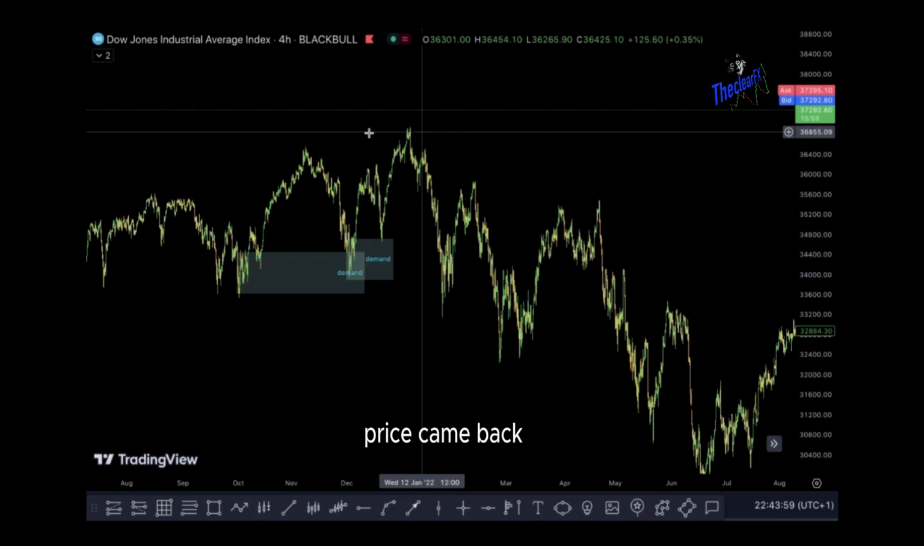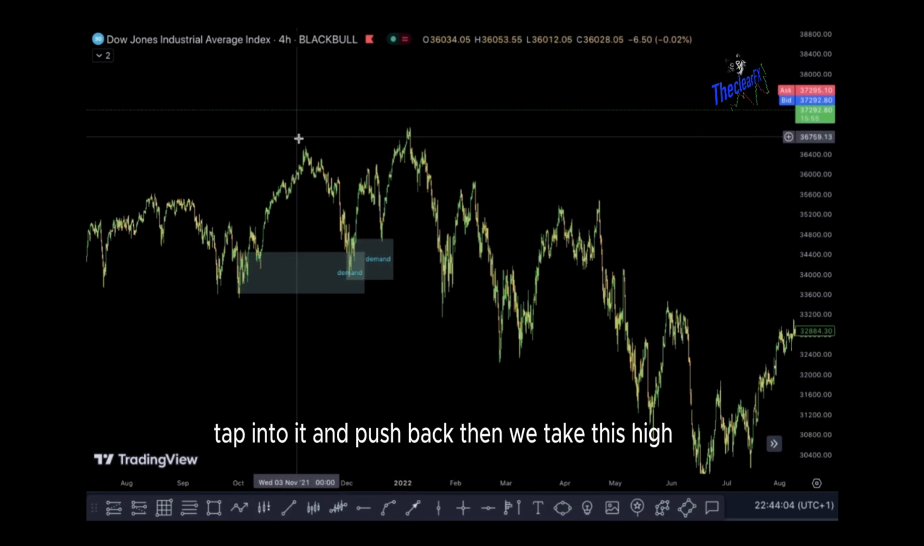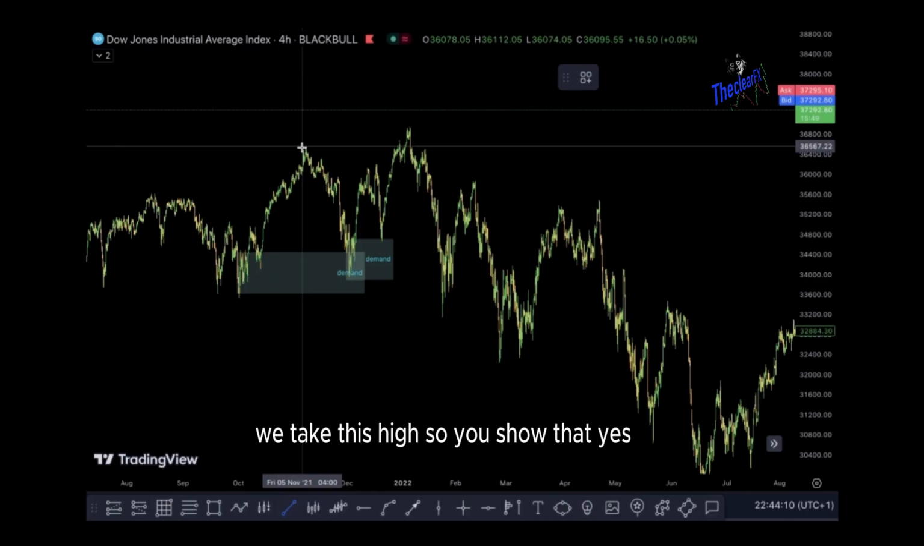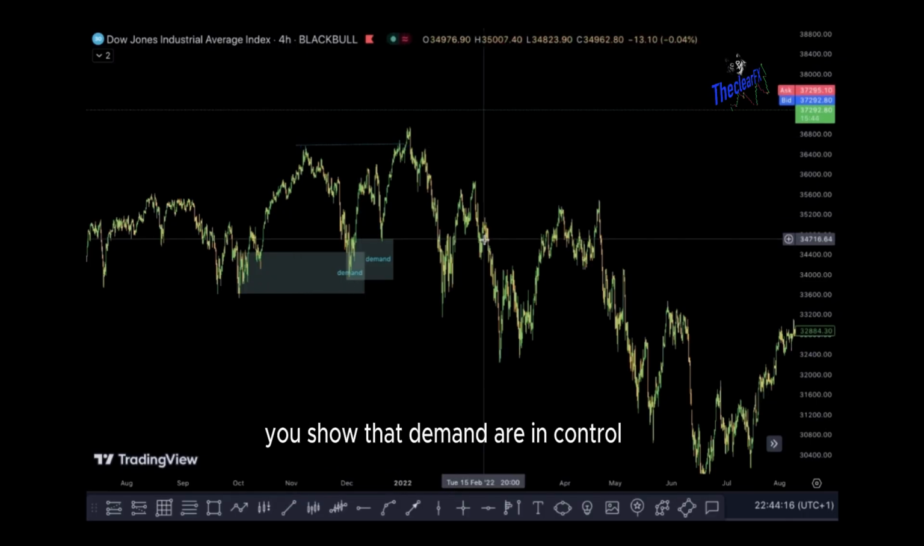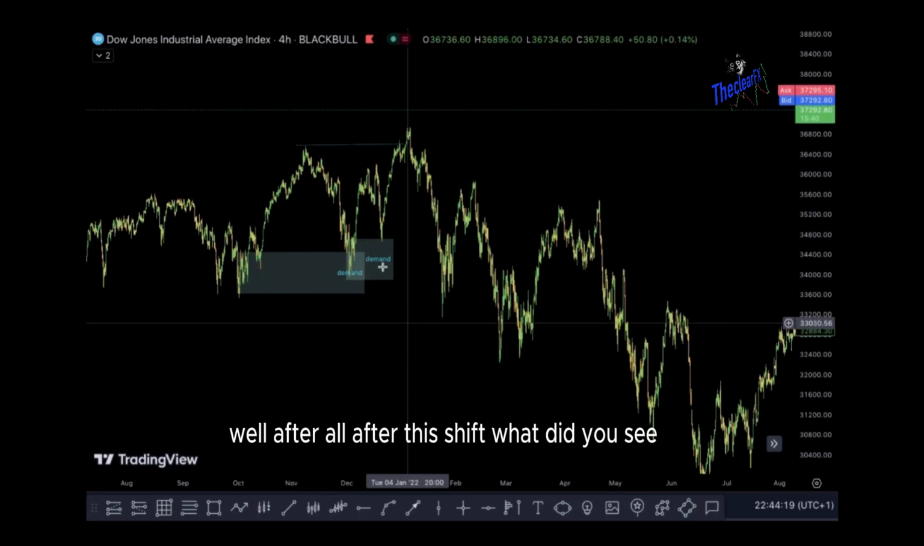What did you see? Price came back, tapped into it, and pushed back. Then we take this high. So it showed that, yes, demand are in control. But after this shift, what did you see?